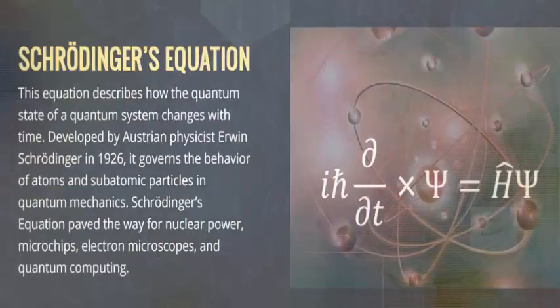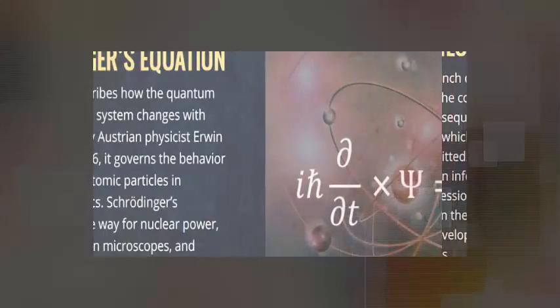Schrödinger's equation. This equation describes how the quantum state of a quantum system changes with time. Developed by Austrian physicist Erwin Schrödinger in 1926, it governs the behavior of atoms and subatomic particles in quantum mechanics. Schrödinger's equation paved the way for nuclear power, microchips, electron microscopes, and quantum computing.